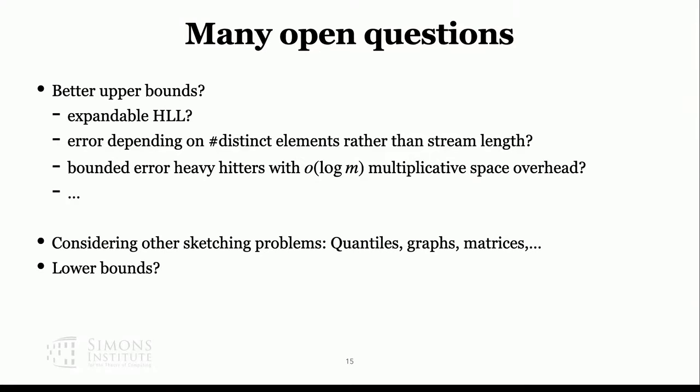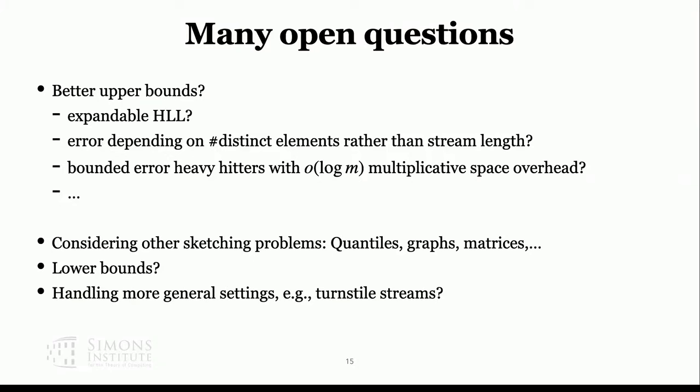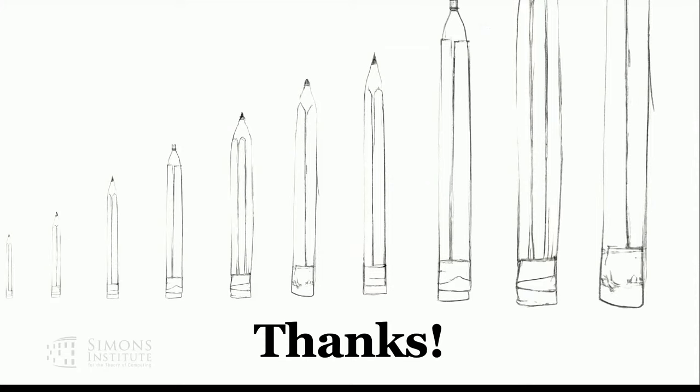And then I guess also lower bounds. So that's basically what I had. Oh, right, yeah. What about turnstile streams, deletions, and so on? So the methods that I have presented don't deal with that at all. And that's all I have. Thank you.